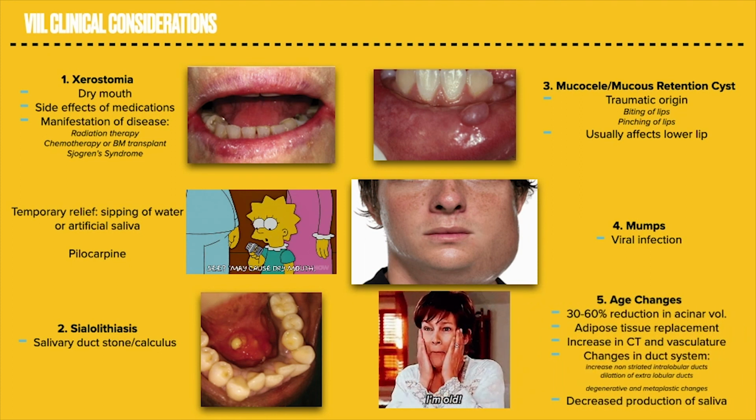Age changes. With age, a generalized loss of salivary gland parenchymal tissue occurs. A gradual reduction of up to 30% to 60% in the proportional acinar volume of the major salivary glands has been observed. The lost salivary cells often are replaced by adipose tissue. An increase in fibrous connective tissue and vascular elements also occurs. Changes of the duct system, including an increase in non-striated intralobular ducts, dilation of extralobular ducts, and degenerative and metaplastic changes, have been reported.